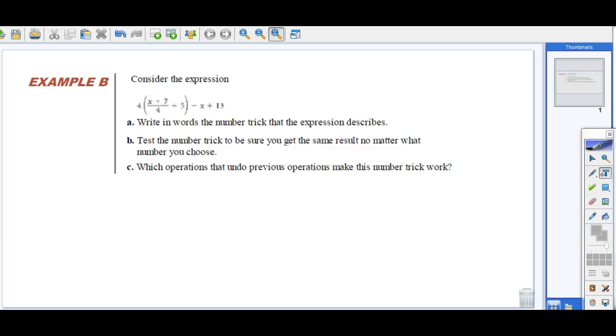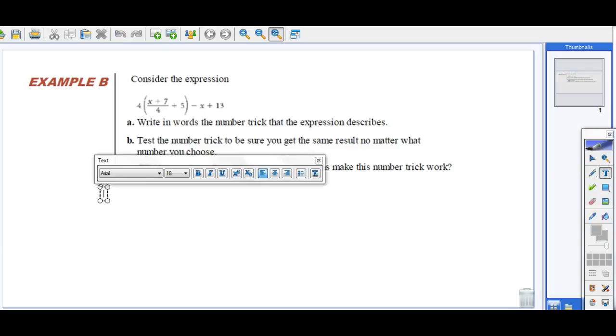Alright, so let's first start off by writing in words what happens. The first thing we're going to do is pick a number. Alright, let's see if we can make that a little bit bigger. It might be a little hard to read from where you're standing. Okay, so we're going to first pick a number, and remember, that stands for our variable x right here. And then think of order of operations. First I have to add 7, and then I'm going to divide by 4, right? Because I'm inside the parentheses, and I have to do this thing first.